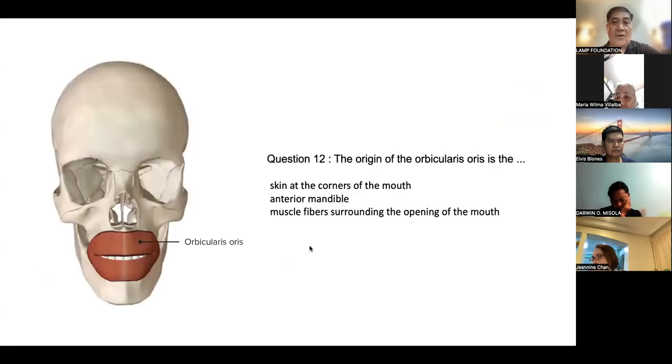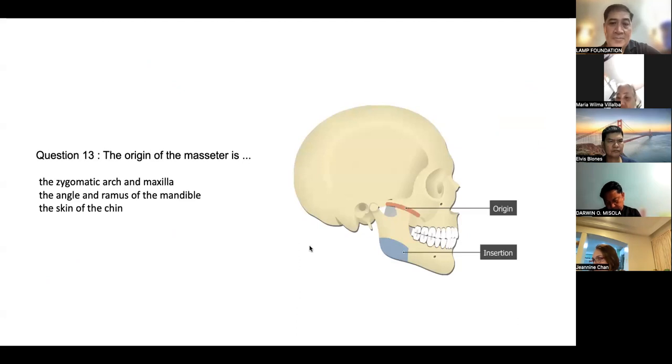Origin of the orbicularis oris: muscle fibers surrounding the opening of the mouth. Very good. Origin of the masseter: angle and ramus of the maxilla? Hindi. The zygomatic arch and maxilla.